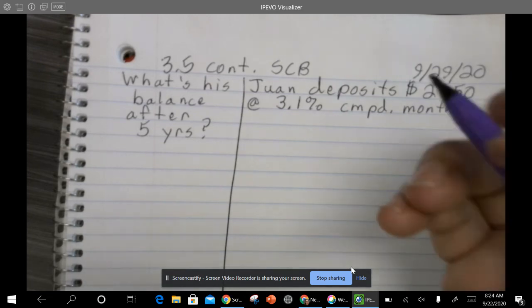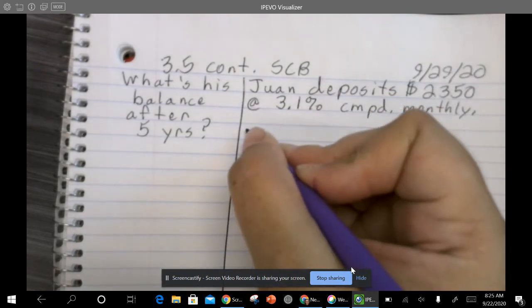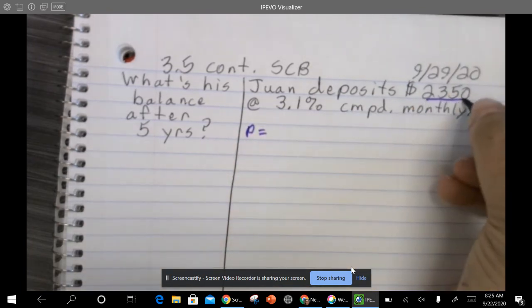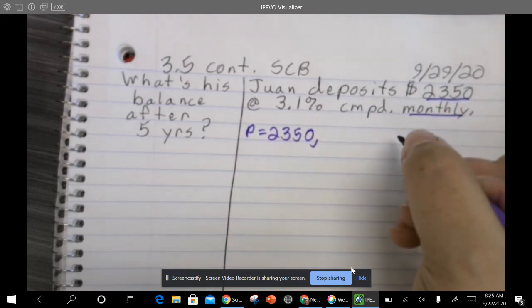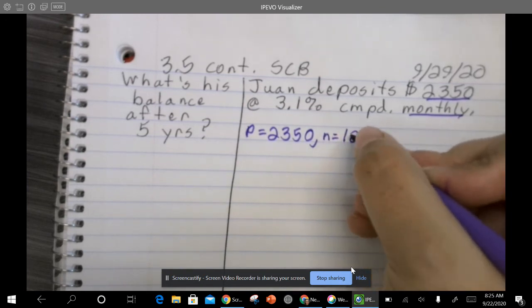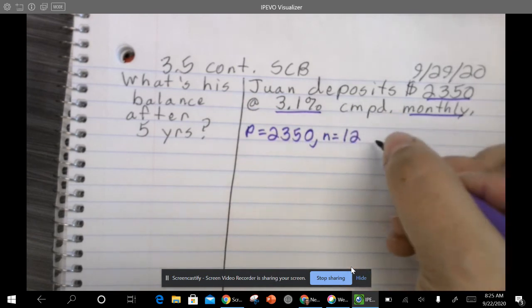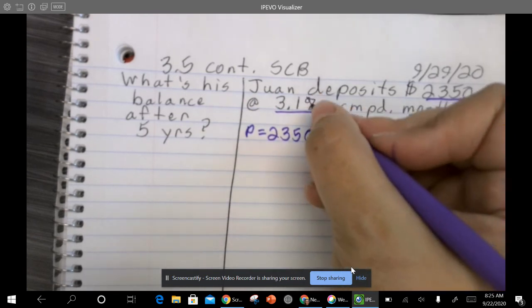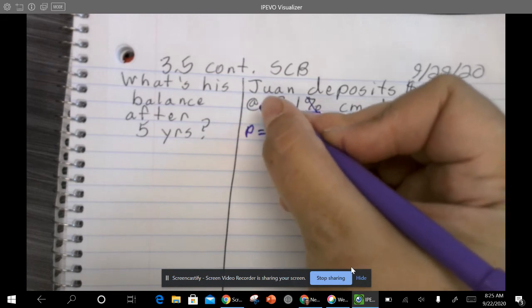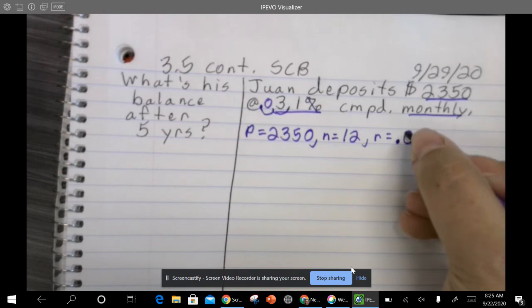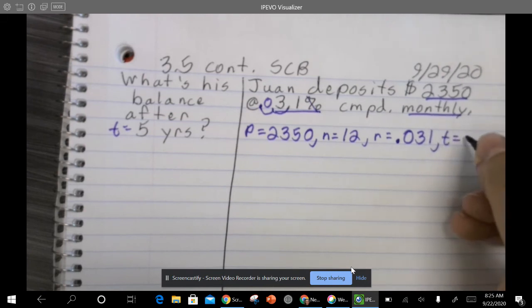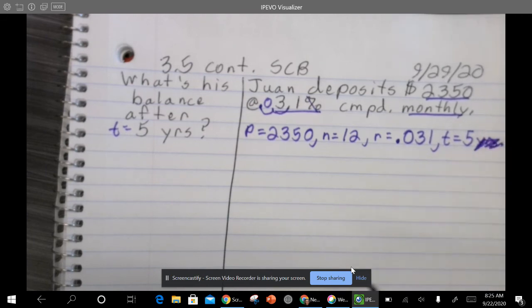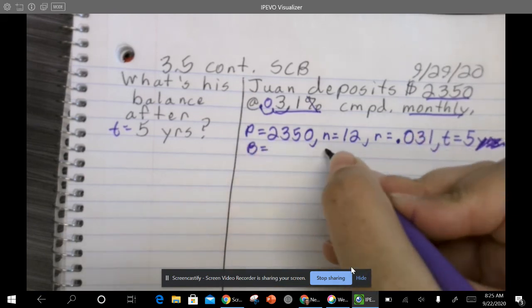Okay, everybody, so we're going to do just like we did before, identify all the variables. Our principal is the 2,350. So get in the habit of doing that. N is going to be 12 months in a year. Our rate, everybody remember, drop the percent sign and go to the left, add the decimal and the 0. So 0.031. Our time is going to be 5 years. And we're going to solve for balance and, of course, interest.